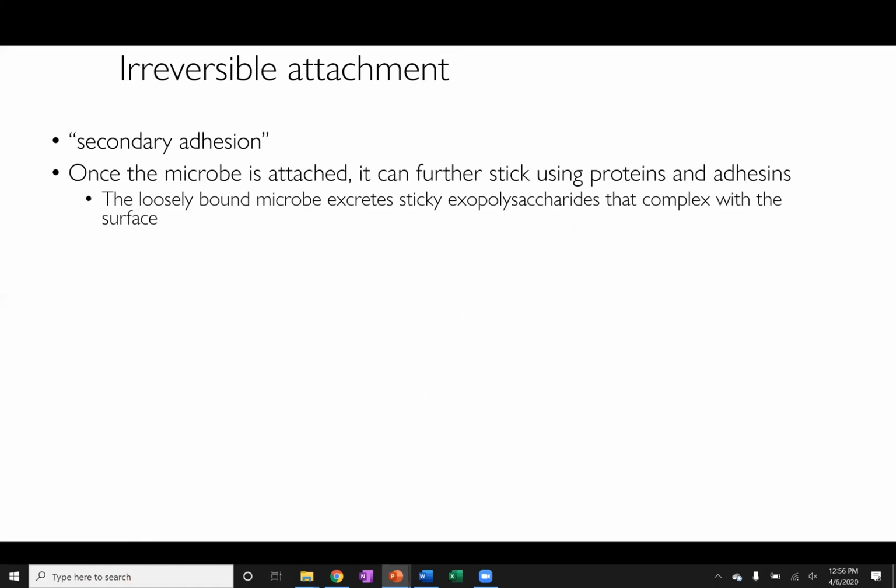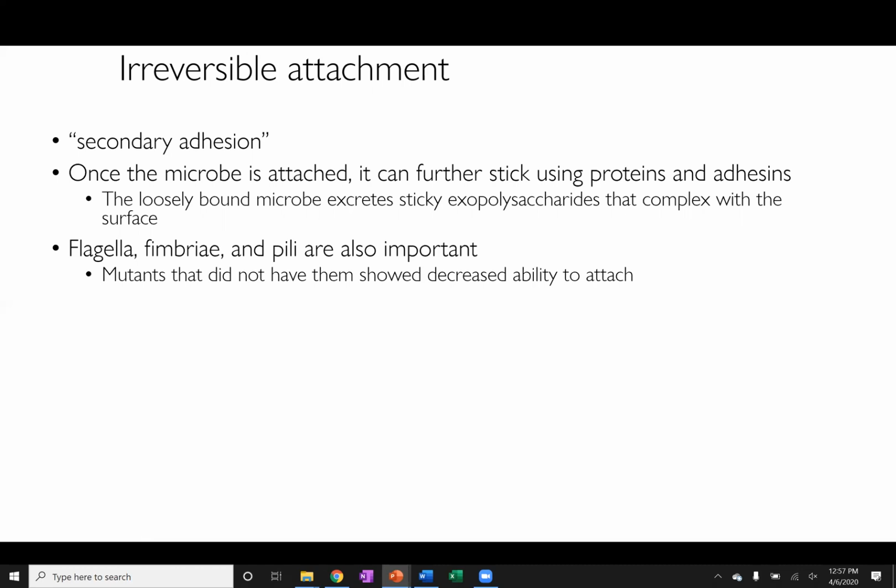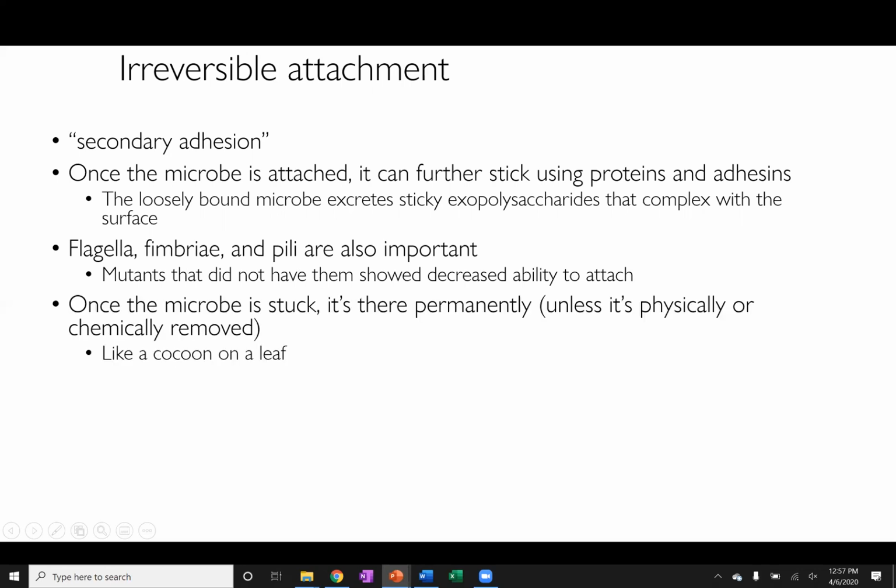So once the microbe has attached, they can further stick to this using proteins and molecules called adhesins. The idea is that these loosely bound microbes excrete very sticky exopolysaccharides, just sugars that complex with the surface. In addition, flagella, fimbriae, and pili, if you remember our bacterial structures lecture, are also important for attachment to surfaces. And there has been some work showing that mutants that don't have these actually show decreased ability to attach to surfaces.